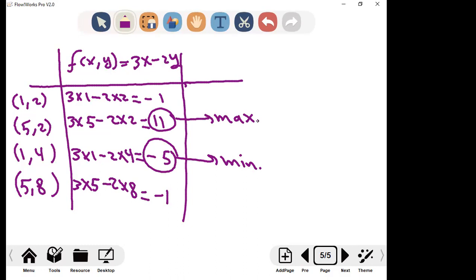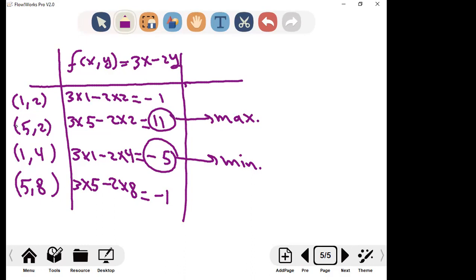Now what we say, guys, how we express the answer. We say the function has a minimum value which is negative 5, at the point 1 and 4. We have two things here to ask about. What is the minimum value? Negative 5. Where does it happen? At this point. What is the maximum value? 11. Where does it happen? At 5 and 2.